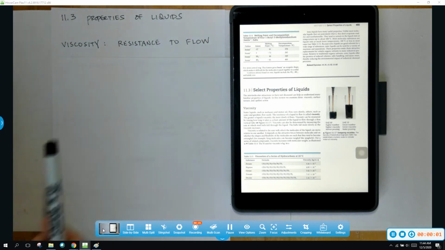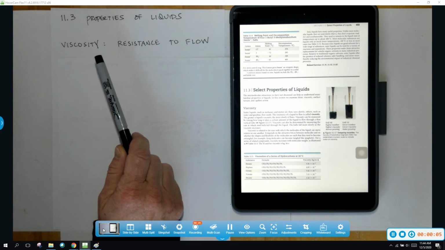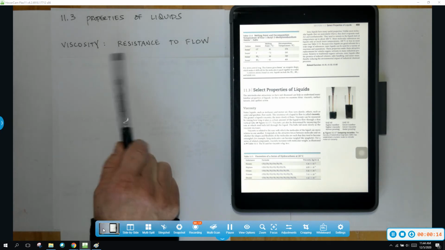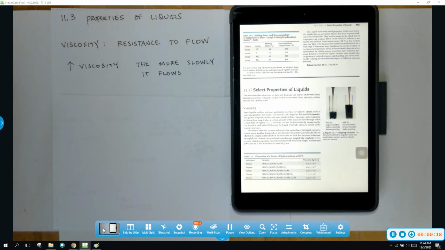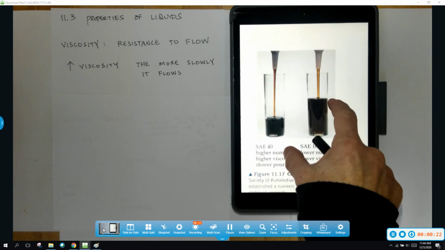Alright, in this video we'll look at properties of liquids. Some select properties are viscosity, capillary action, and surface tension. First, viscosity. It is known as the resistance to flow. The more viscosity something has, the more slowly it flows.